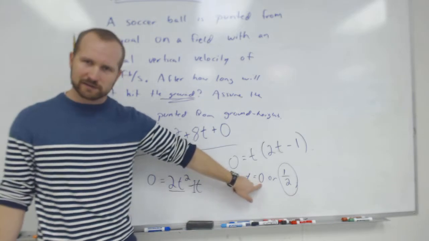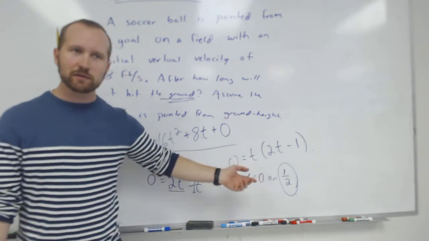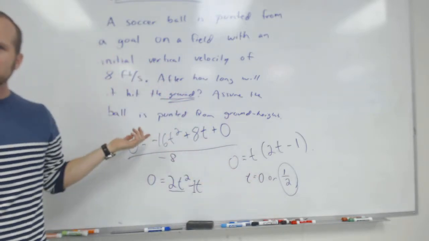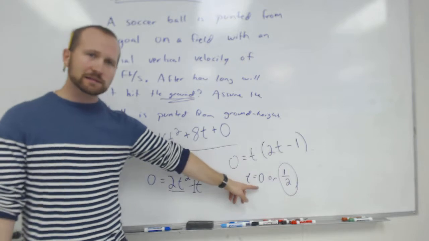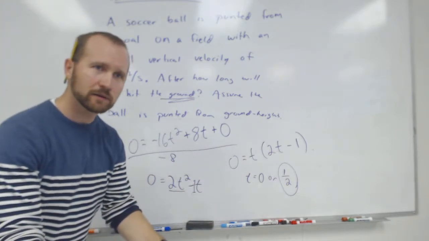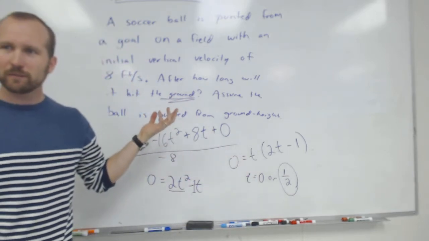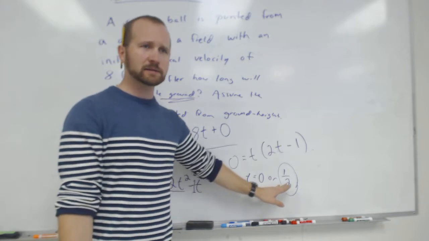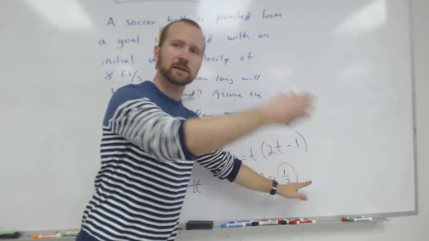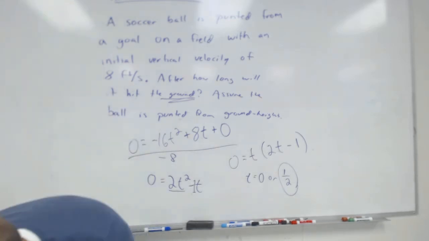What is this telling us? There was an initial vertical velocity. It was on the ground when time was 0. Isn't that what the problem said? Yeah, that's why we get the 0. So because the ball started on the ground, after 0 seconds, it's on the ground. But that's not what they're asking for, right? They're asking the second time that it's on the ground, which is after half a second. Okay.